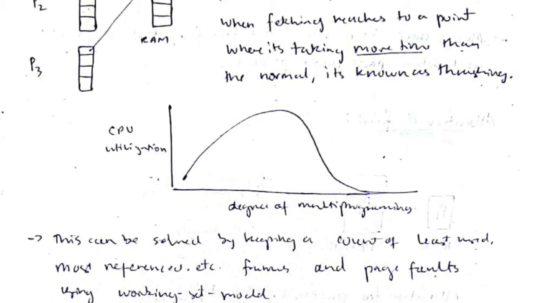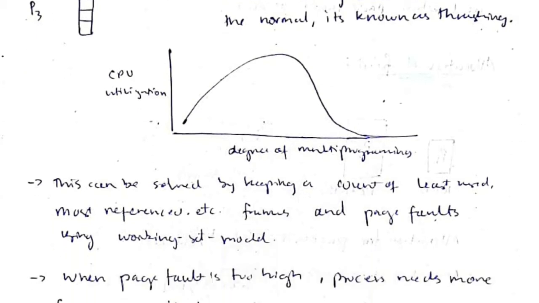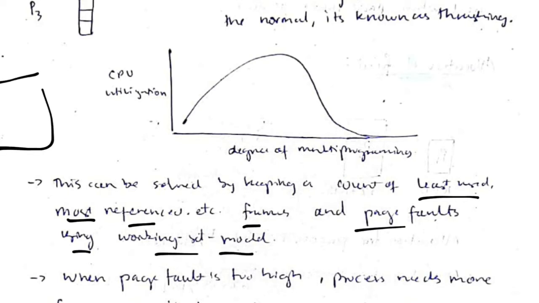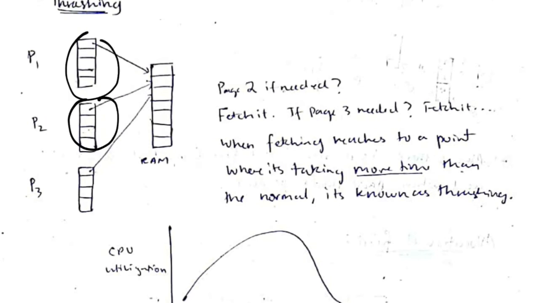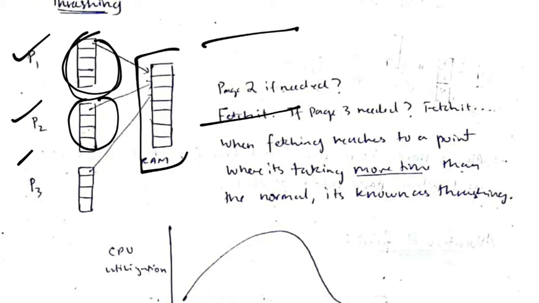To avoid this, we can keep a count of the least used and most referenced frames and page faults using the working set model. If you have the information about which process is least used, which is most used, and which is more important according to different priorities, then we can set an upper bound and a lower bound of limits for each process. Okay, by using that, we can make the working of the RAM more efficient.